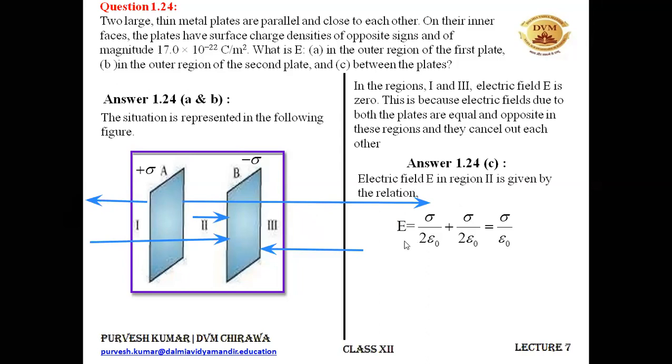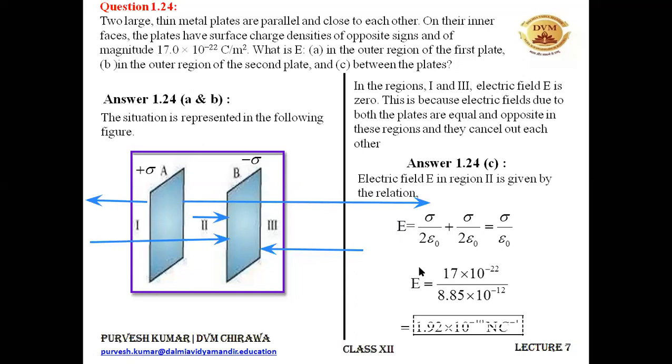Because of an infinitely charged plane sheet, the electric field is sigma upon 2 epsilon naught, the second application of the Gauss law that we have done. And since in region 2 they are acting along the same direction, we add them up, it becomes sigma upon epsilon naught. The value of sigma is 17 into 10 to the power minus 22, and epsilon naught, you know, is 8.85 into 10 to the power minus 12. When you solve it out, it becomes 1.92 into 10 to the power minus 10 Newton per Coulomb. So this is the electric field in region 2.